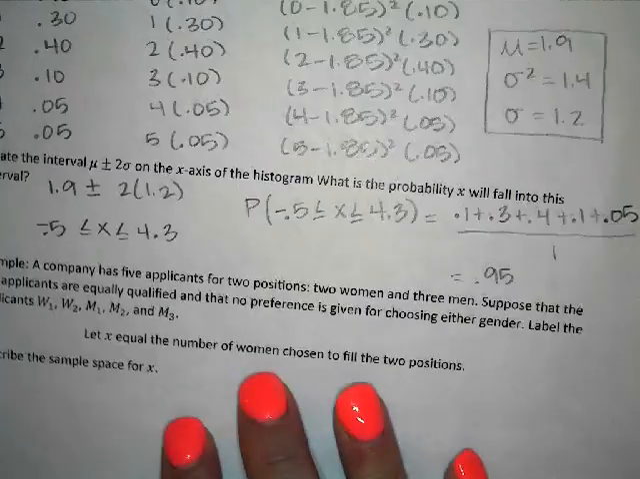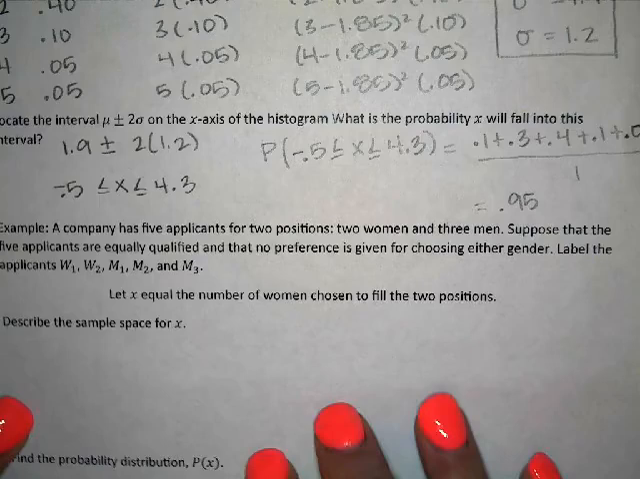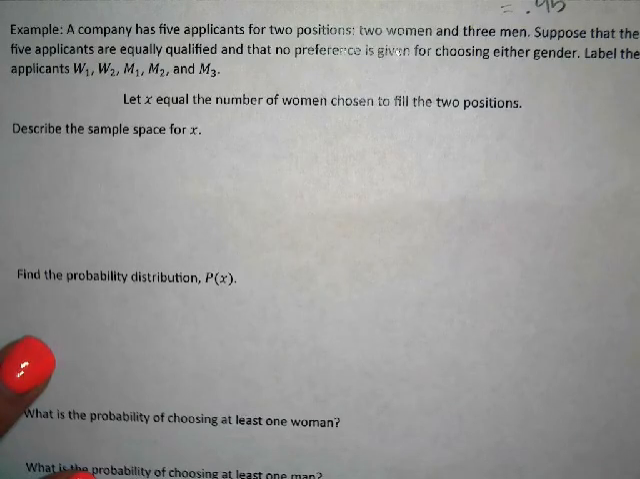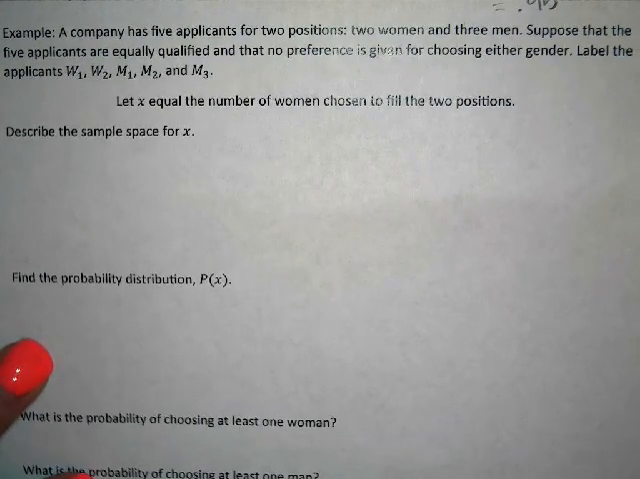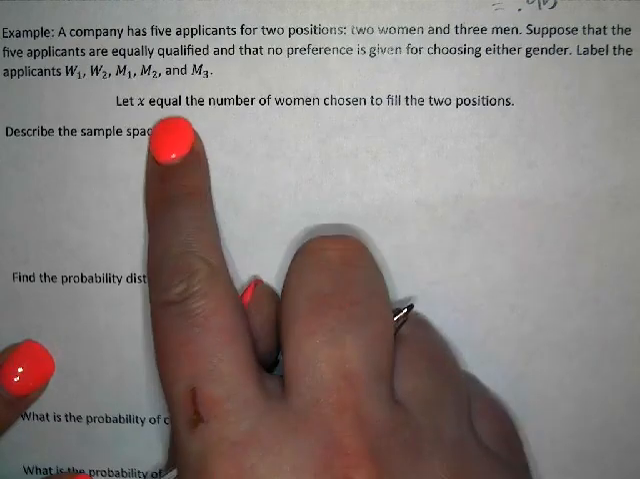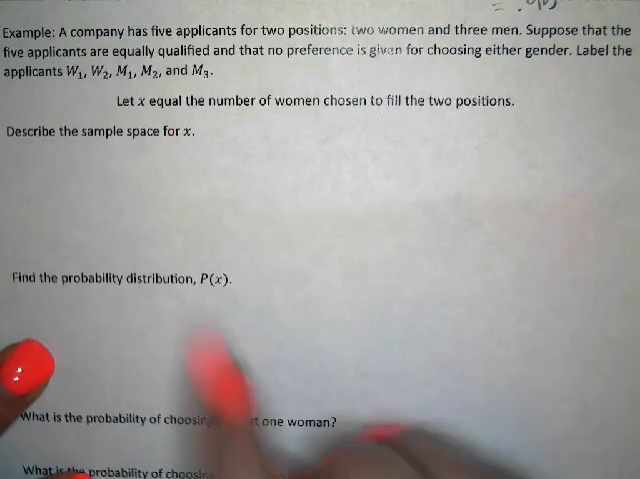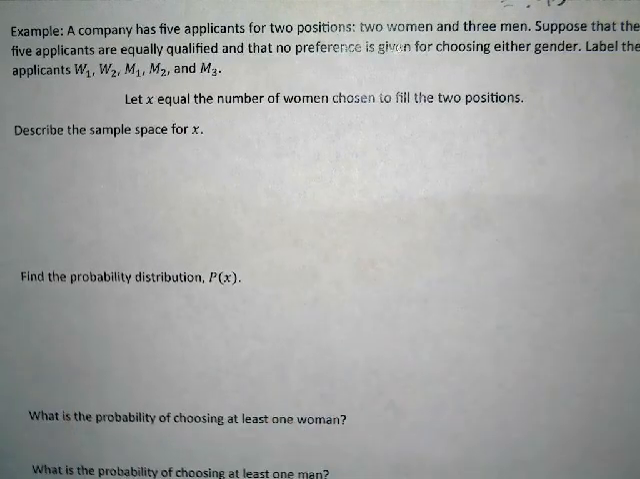All right, last example says a company has 5 applicants for 2 positions, 2 women and 3 men. Suppose that the 5 applicants are equally qualified and that no preference is given for choosing either gender. Label the applicants W1, W2, M1, M2, and M3. And let X equal the number of women chosen to fill the 2 positions. So X is going to be our random variable. So first, we're going to describe the sample space, so all of our different combinations of how these 5 people could be hired for 2 positions.